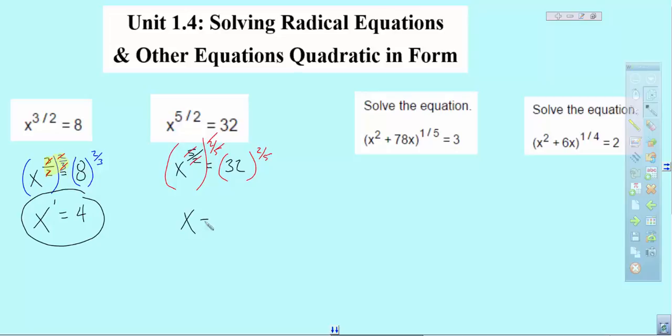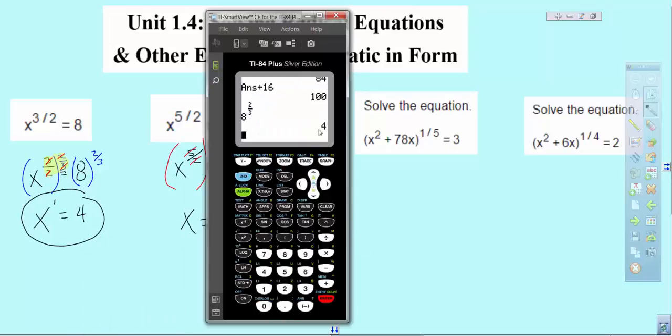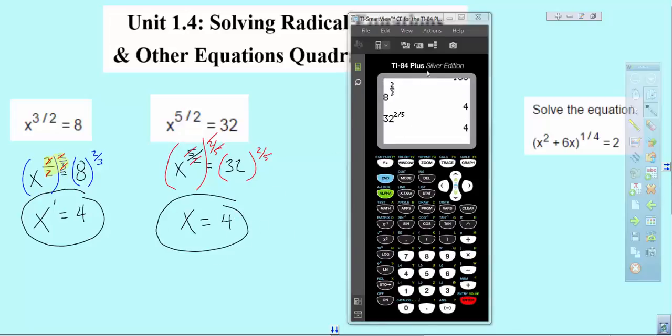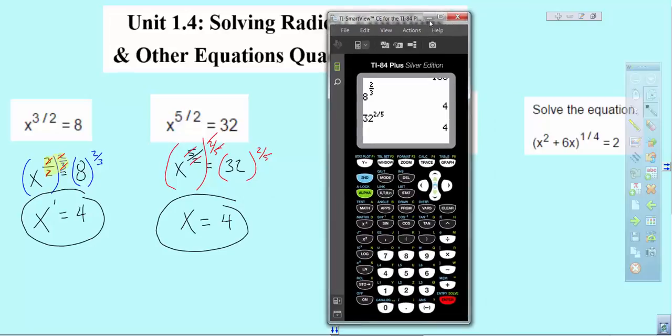I'm left with x equals... I pull out my calculator, and I'll show you a slightly different way to type it in: 32 raised to the 2 divided by 5, if you have a TI-84. And it'll punch it out there real nice, and you get 4. Now, just make sure you realize the answer is not always 4.